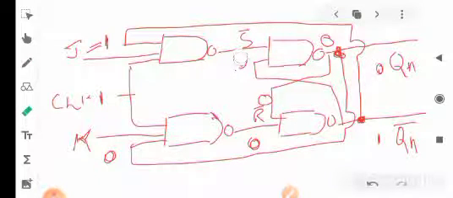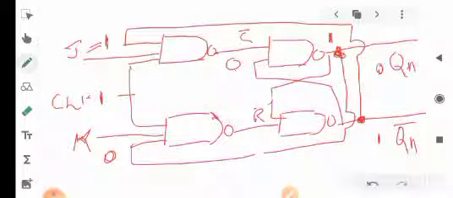Just draw this one neatly. So 1 complement will be 0 here. Then the 0 complement here will become 1. So this 1 will be taken here, 1 will be taken here.